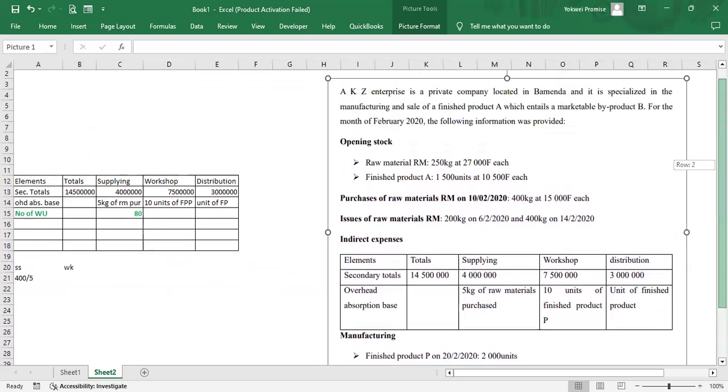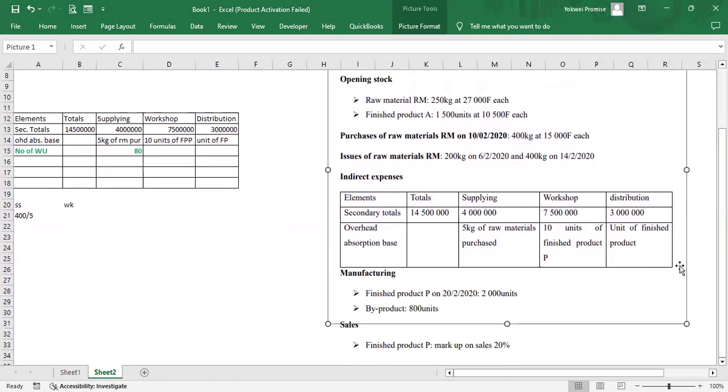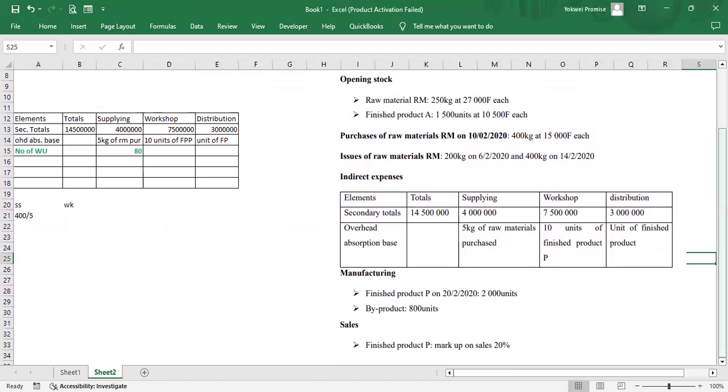Anyway, when you finish, you take time and you go over the question again, right? That's the only finished product P that we are having in the question, which is 2,000 units. So we have 2,000 units. We divide by what was classified, which is 10. I'm going to have 200. 200, 10 will just disappear.